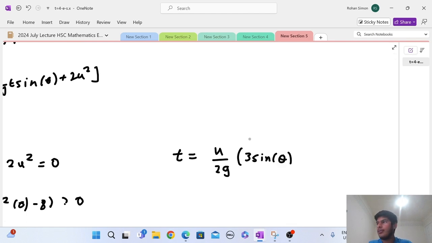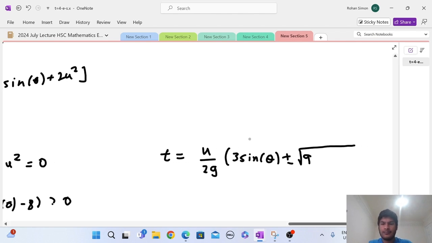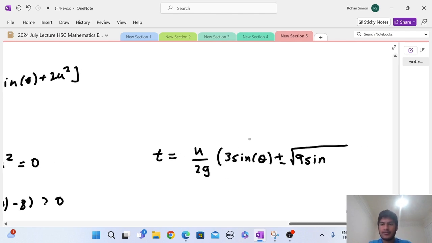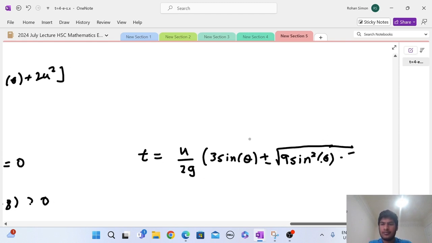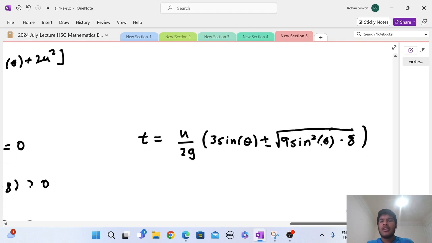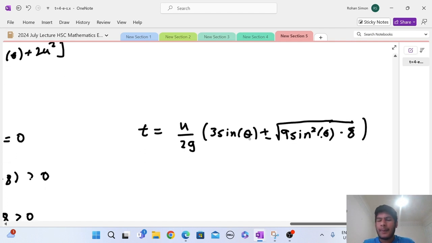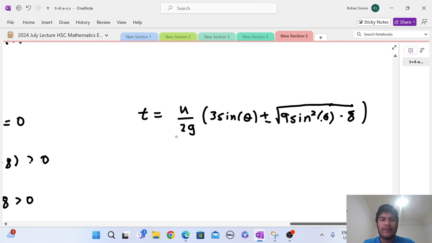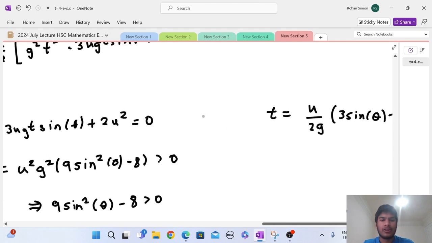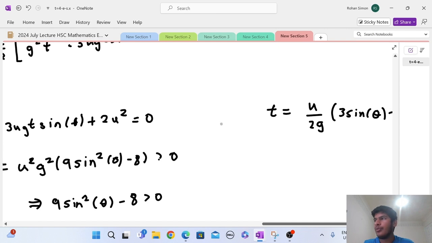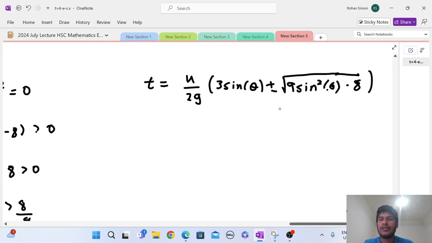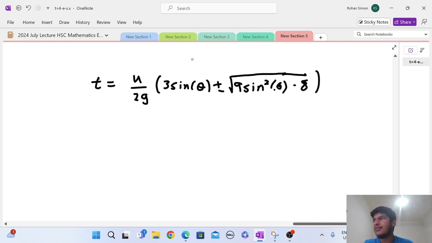Sine theta plus or minus square root of 9 sine squared theta minus 8, right. Okay. And in order to have this time as being within the time of flight, we need to have this time as being positive, right? So we want to try and show that this time is positive, which means that it doesn't matter whether we take the plus or the minus case.